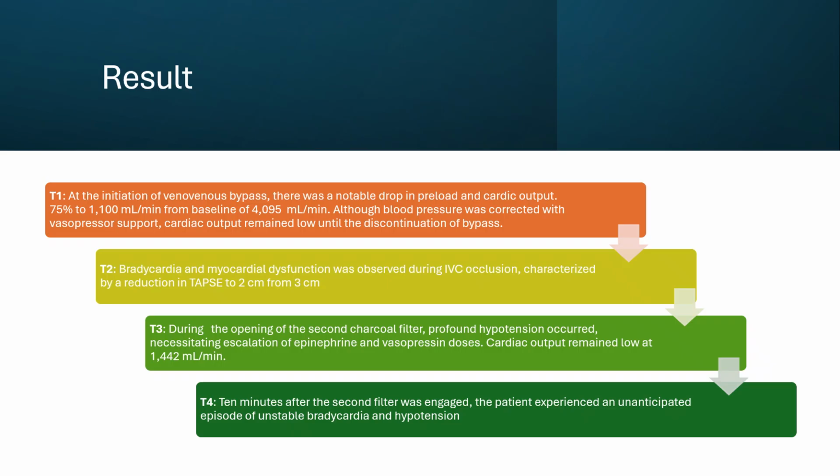So those are the 4 stages of hypotension we observed, and we labeled them as T1, T2, T3, and T4 based on the time it occurred. T1 was at the initiation of the veno-venous bypass, and there was a notable drop in preload and the cardiac output. The baseline cardiac output was about 4 liters, and once the bypass was opened, it dropped to 1.1 liter. That's about a 75% drop. The blood pressure was corrected with vasopressor support, but the cardiac output remained low until the discontinuation of the bypass.